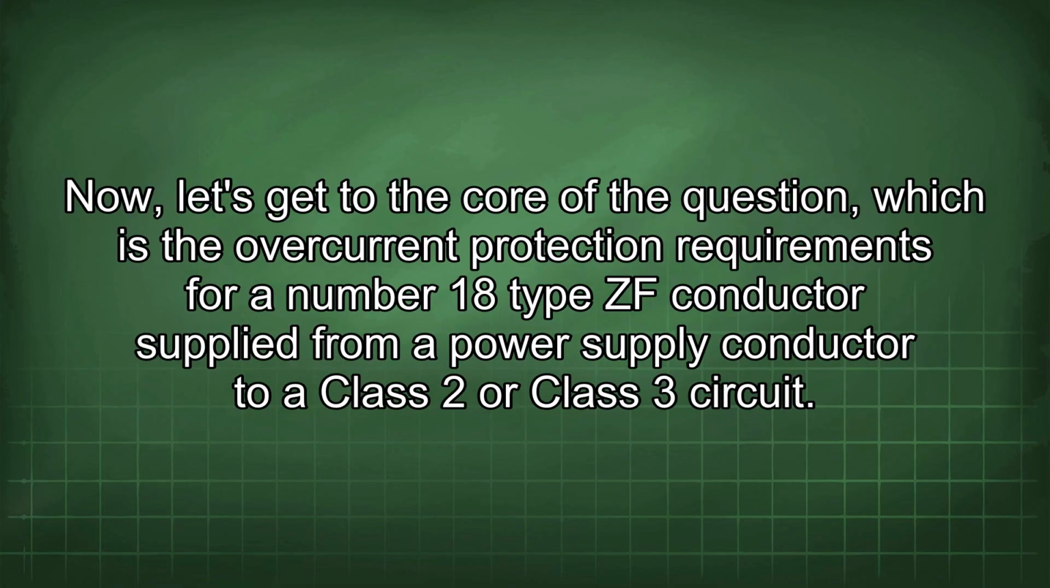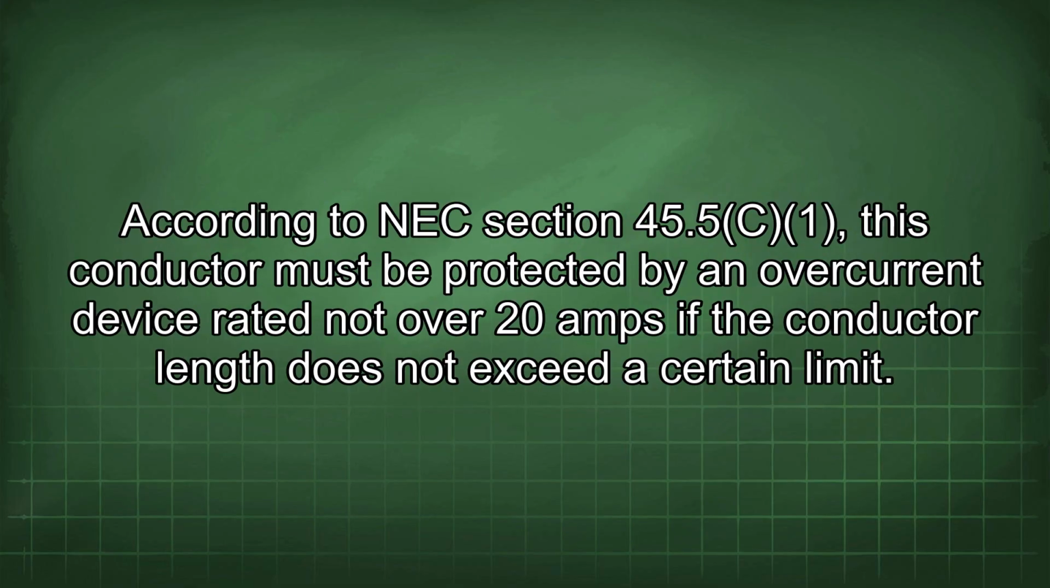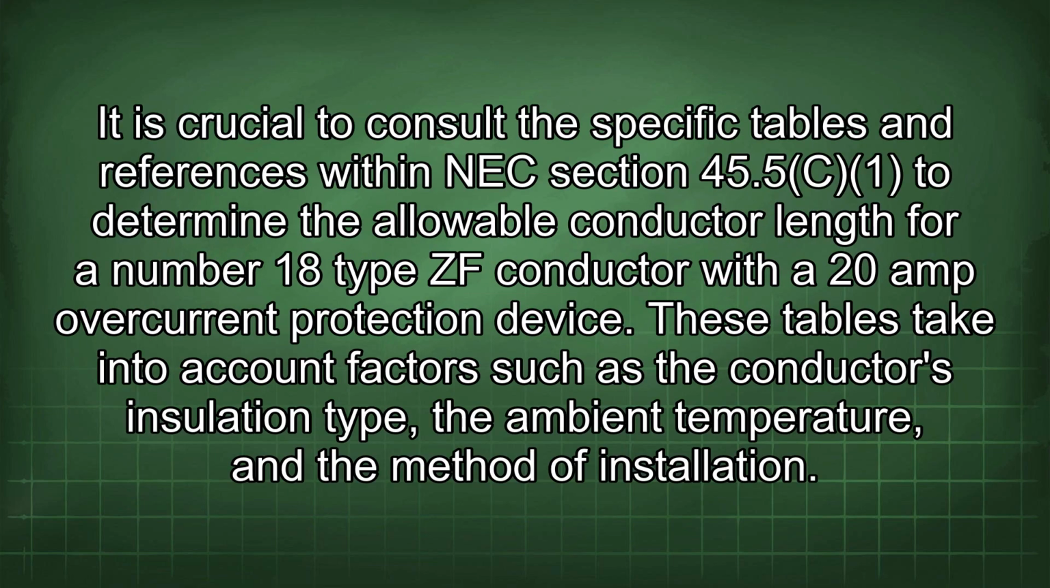Now let's get to the core of the question, which is the overcurrent protection requirements for a number 18 Type CF conductor supplied from a power supply conductor to a Class 2 or Class 3 circuit. According to NEC Section 725.45, this conductor must be protected by an overcurrent device rated not over 20 amps if the conductor length does not exceed a certain limit. It is crucial to consult the specific tables and references within NEC Section 725.45 to determine the allowable conductor length for a number 18 Type CF conductor with a 20 amp overcurrent protection device.